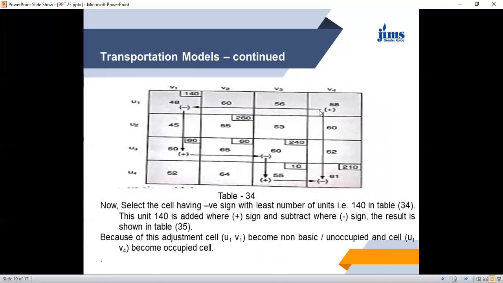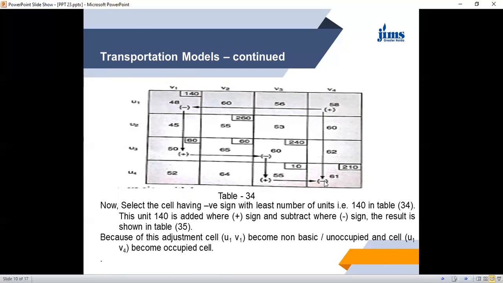U1 V4. So we start from here, go here, change the direction here, come here, and then we again go here. So you know that you can change the direction only at the occupied cells and only in 90-degree direction. So U1 V4 was this. So we take this as positive, then this will be negative, this will be positive, this will be negative, this will be positive, this will be negative.